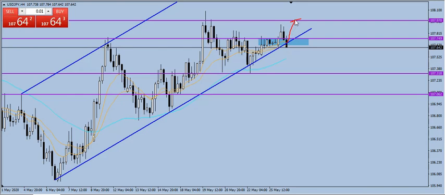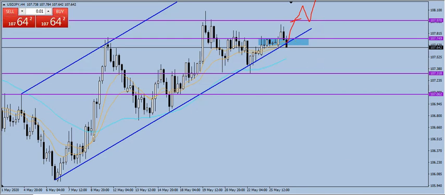And if it gets here, we should expect some rejection, because this is a very strong resistance level. But if price manages to break above it, then we will expect a pullback to retest this level, and you can see the continuation. You can expect the continuation to the upside. So that's what I expect to see for USDJPY.